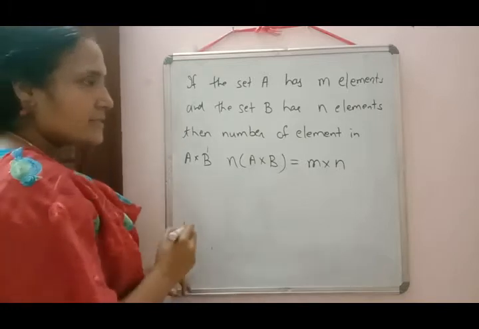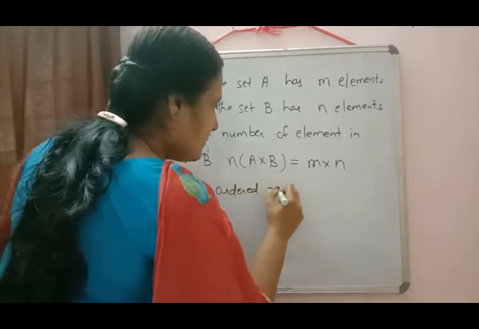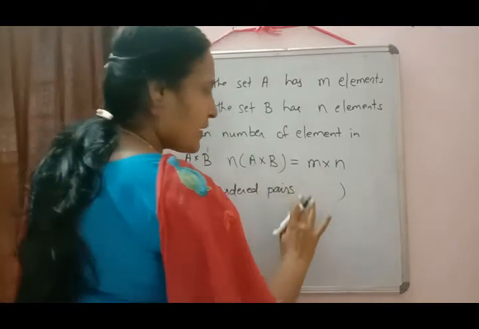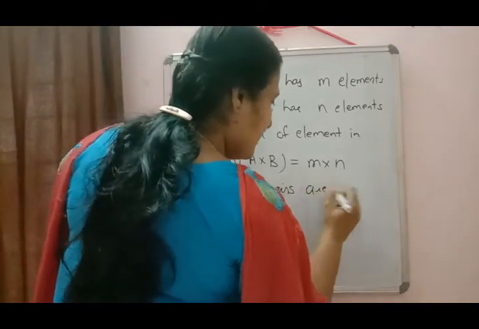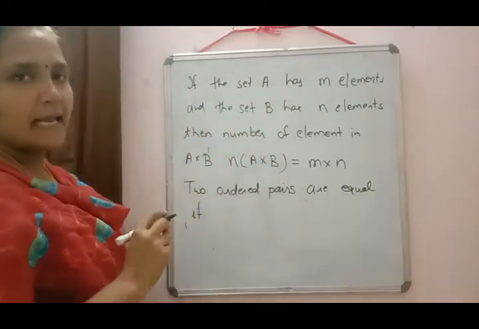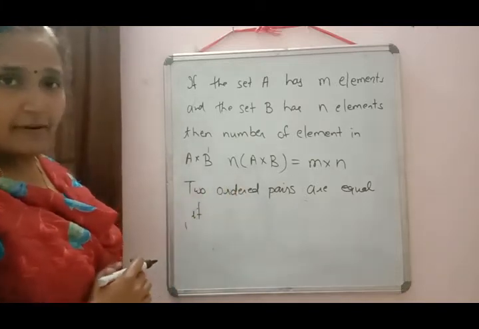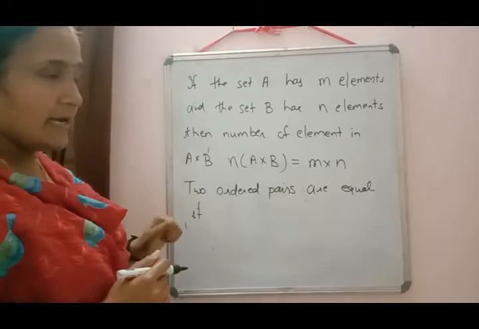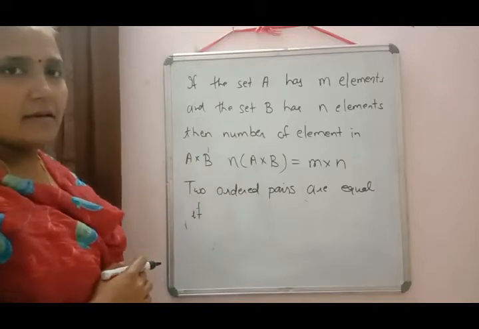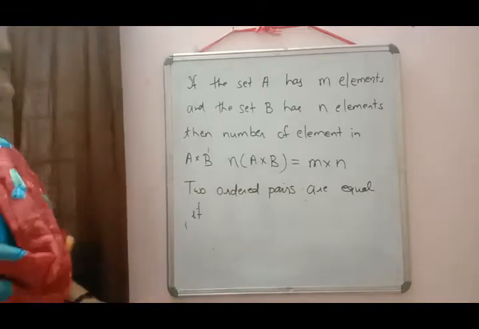Write down the next part. Two ordered pairs are equal. Ordered pair means when we are writing the numbers in pair in this way. Two ordered pairs are equal if their corresponding elements are equal. Written? Okay. Now we will start the questions related to the Cartesian product.